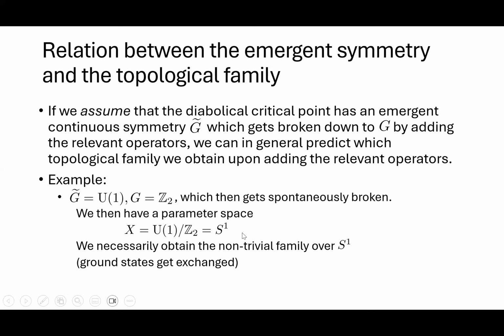But the point is that because this parameter space can be written as this quotient, it must be the case that you get this non-trivial family over S1 as opposed to the trivial family. So the ground states will get exchanged. Basically, if you think about going around this circle in parameter space, it's like acting on the ground states of Z2, because you form the circle as this quotient. And so you necessarily, in this scenario, get the non-trivial family over S1. So just from the structure of the emergent symmetry and how it gets broken, you can predict which family you will get. In this case, you see the emergent symmetry doesn't actually have to be anomalous. It just comes from the algebraic structure of the group.